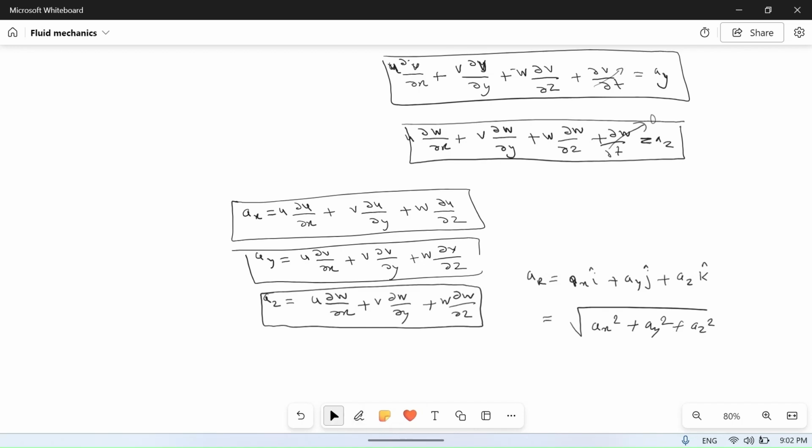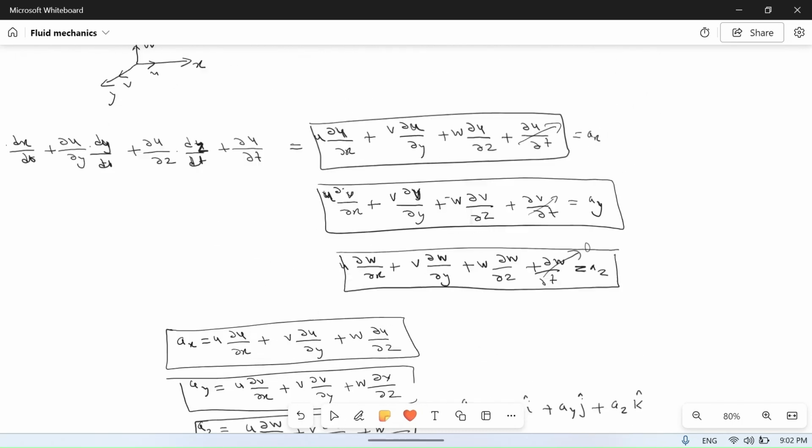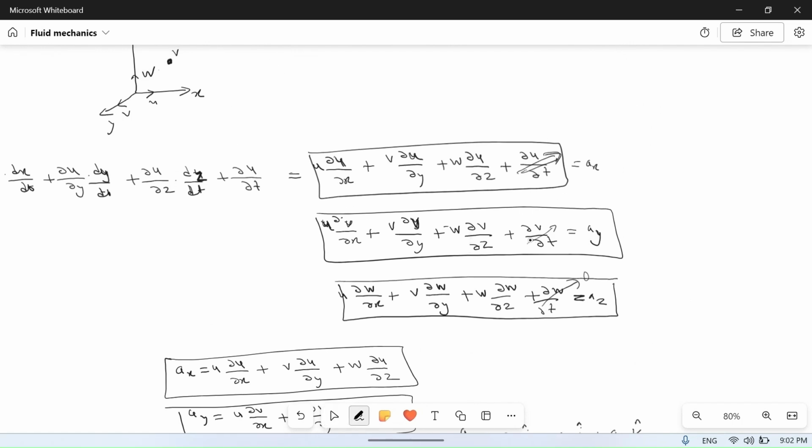Now what is local and convective acceleration? Local acceleration is the rate of change of velocity with respect to time. In this acceleration, del u by del t, del v by del t, and del w by del t are called local acceleration. This is due to change with respect to time. And this part, which is a spatial change, is called the convective acceleration. This is due to change in space.